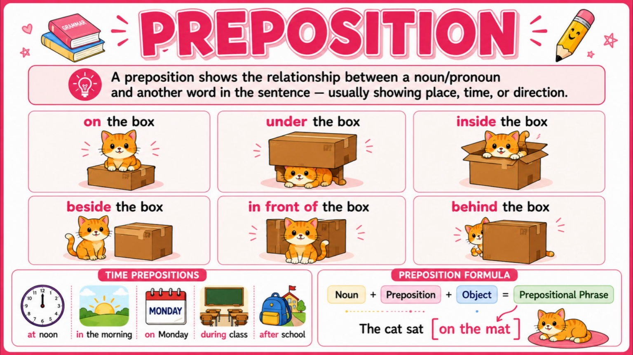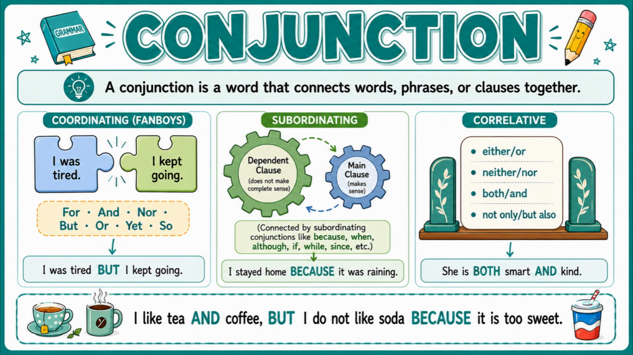Number 7, the conjunction. A conjunction connects words, phrases, or clauses. Think of it as the glue that holds ideas together. There are three types. The first are coordinating conjunctions. There are exactly seven, and you can remember them with the word FANBOYS: for, and, nor, but, or, yet, so. FANBOYS. These connect two equal parts. I was tired, but I kept going. Would you like tea or coffee?